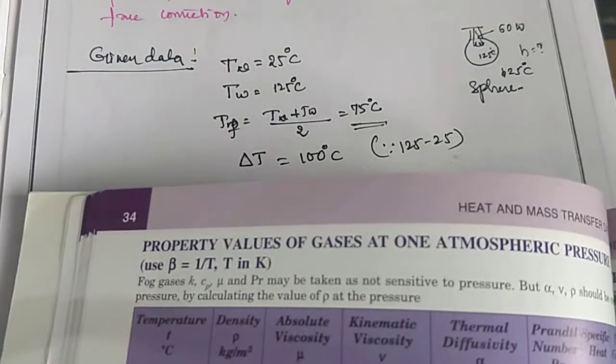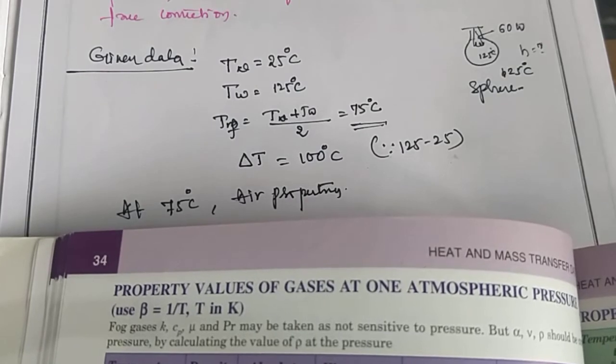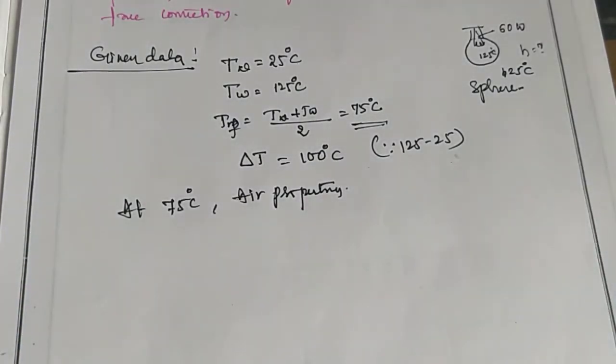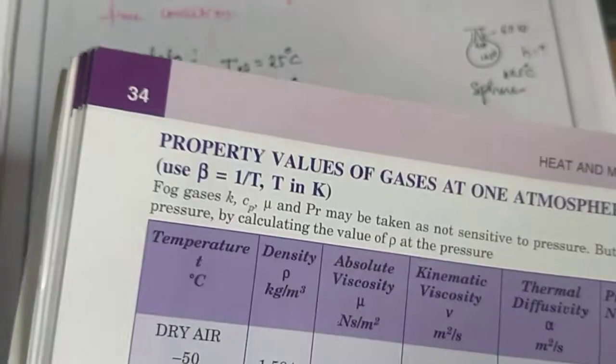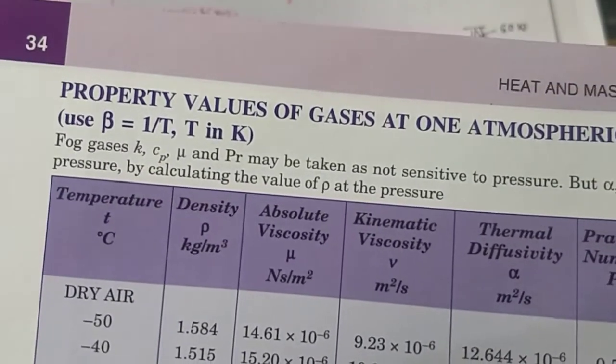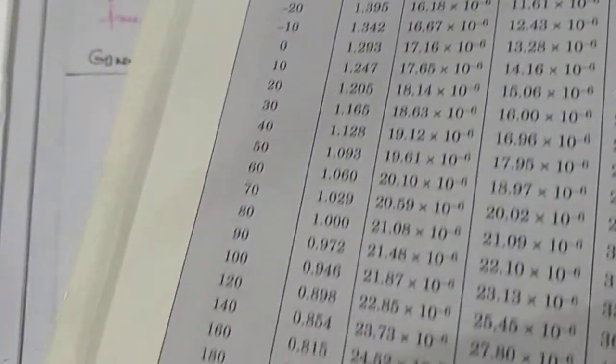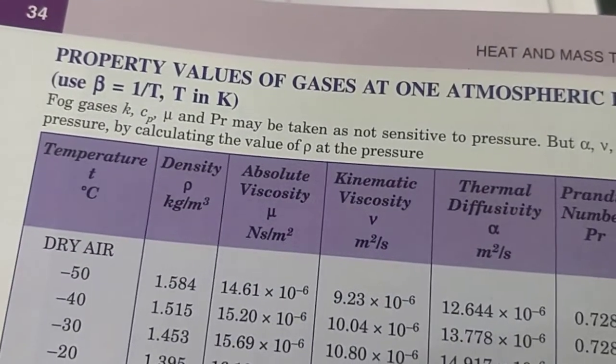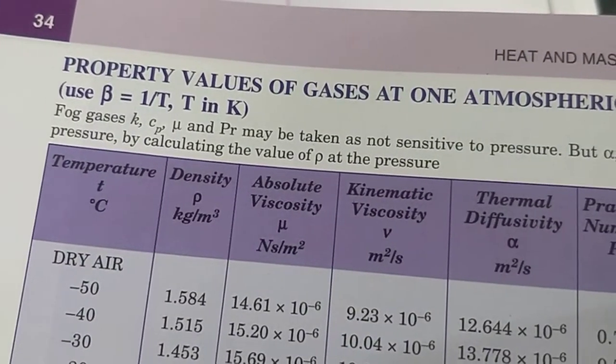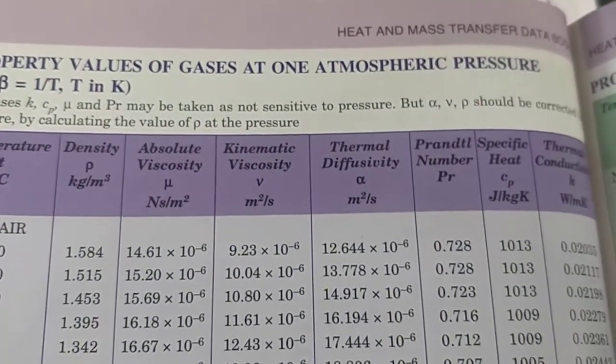Here, what should we note down? All the values related to this. For example, the density is required at 75 degrees centigrade. At the top of the column, the whole row in dark blue indicates the property, and below are the property values at different temperatures. Here all the properties are given: temperature, density, absolute viscosity, kinematic viscosity, thermal diffusivity, Prandtl number, specific heat, and thermal conductivity. One by one we have to find them.